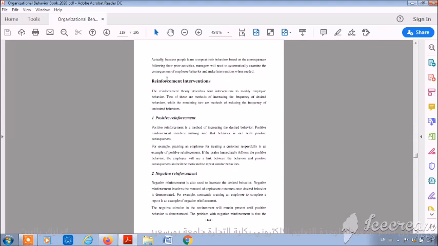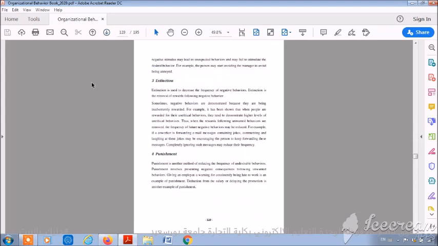The problem with negative reinforcement is that the negative stimulus may lead to unexpected behaviors and may fail to stimulate the desired behavior. For example, the person may start avoiding the manager to avoid being annoyed. Anxiety will always remain present in the workplace as a result of using negative reinforcement, and this may fail to stimulate the desired behavior, because the employee may deliberately avoid meeting or dealing with the manager to avoid being annoyed.